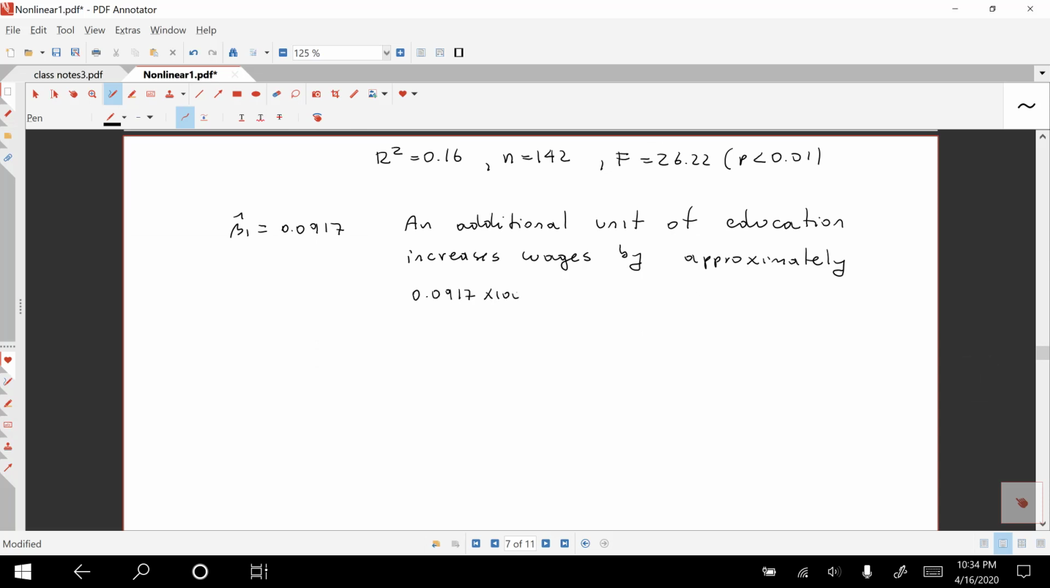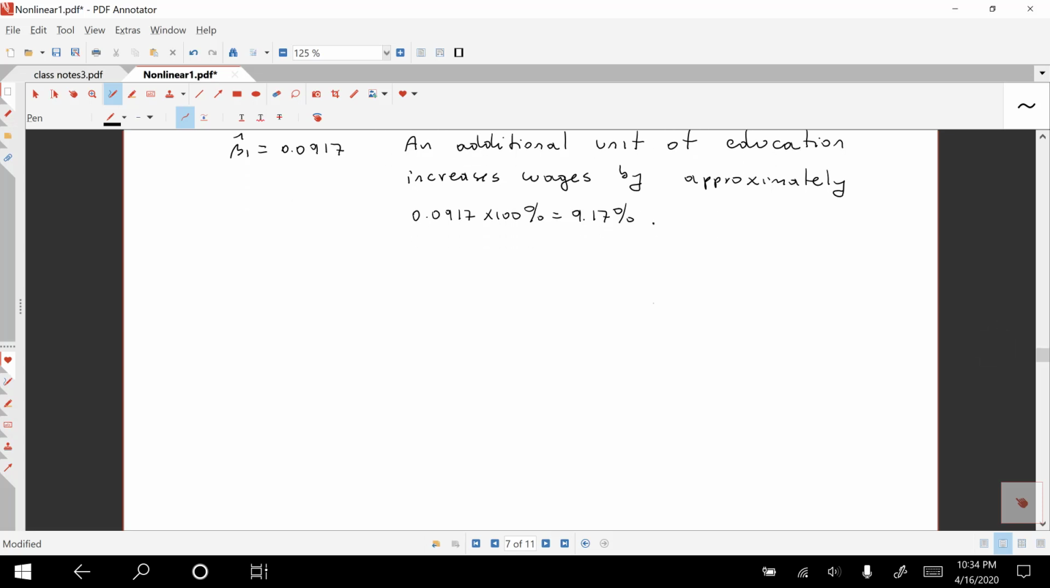0.017 times 100%, which is equal to 1.7%. Okay, so that's the interpretation. So an additional unit of education increases wages by approximately 9.17%. Okay, so now let's use that formula calculation. Remember, if you want to calculate the exact value, we'll say e to the 0.0917. Okay, remember that's e to the beta 1 hat minus 1 times 100%.